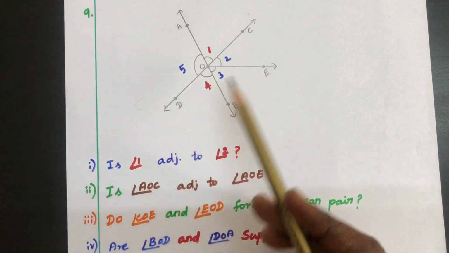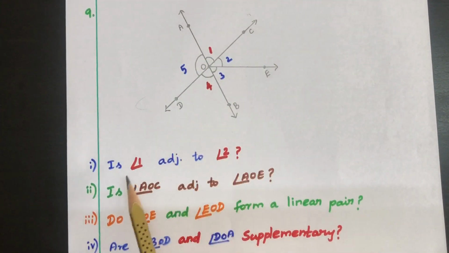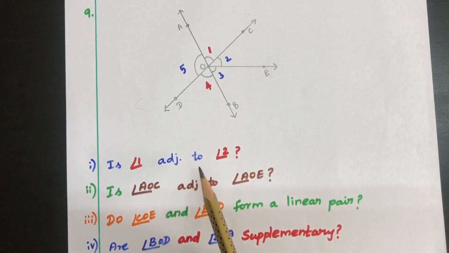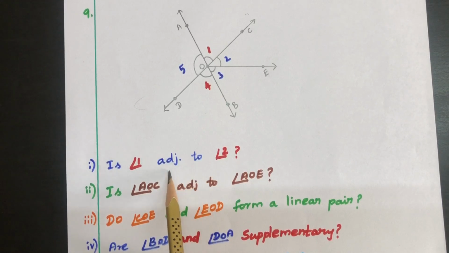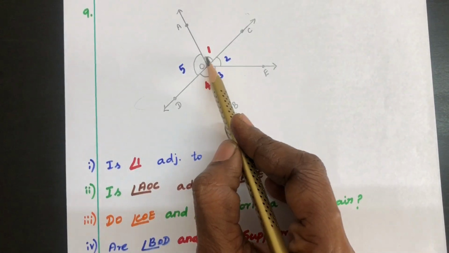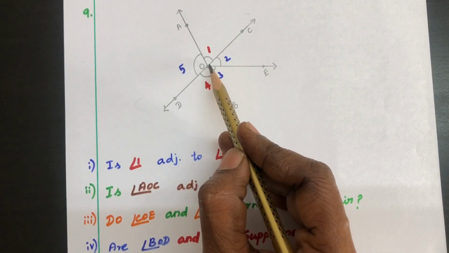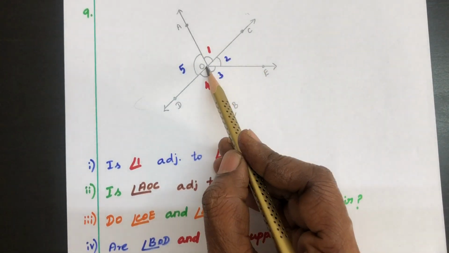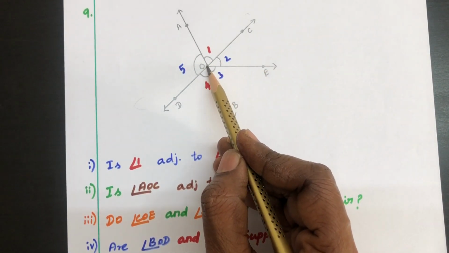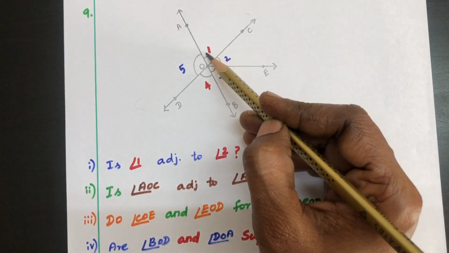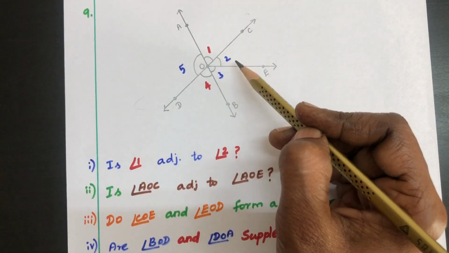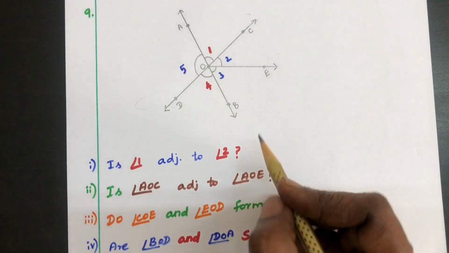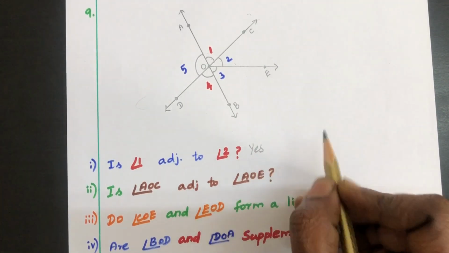Ninth question. See, some figure they have given. Question is, is angle 1 adjacent to angle 2? Adjacent angle means it should have a common arm and a common vertex. Vertex means the joining point. Angles 1 and 2 have a common vertex, right? This O is the common vertex. Also, this OC is the common arm for 1 and 2. So it satisfies the property of adjacent angles. So 1 and 2 are adjacent angles. Yes. Answer for this question is yes.